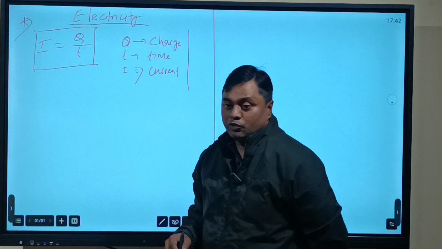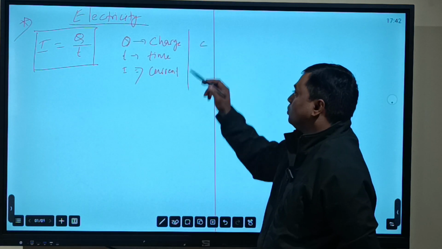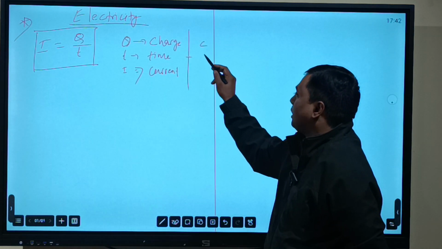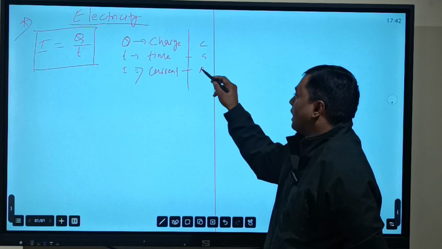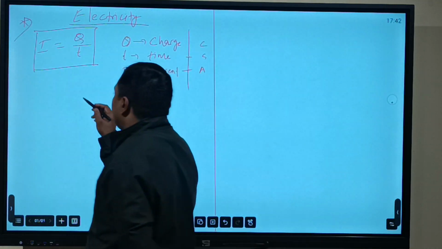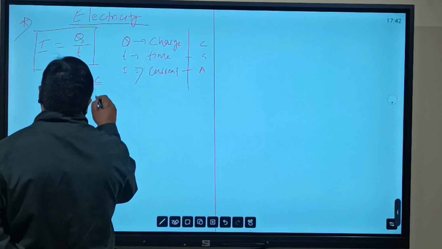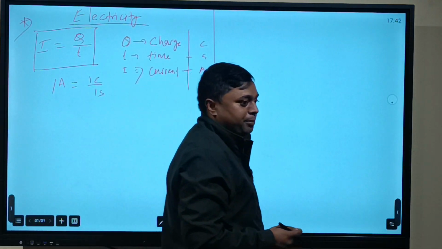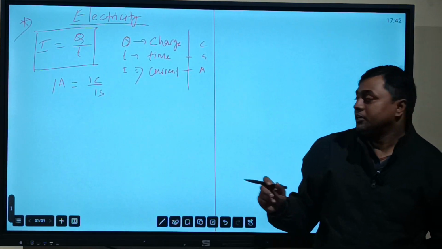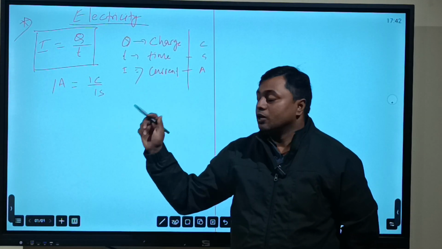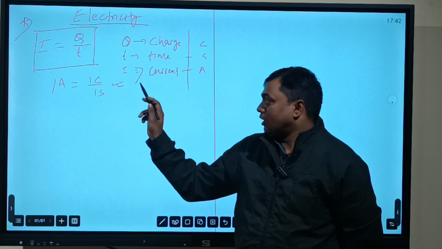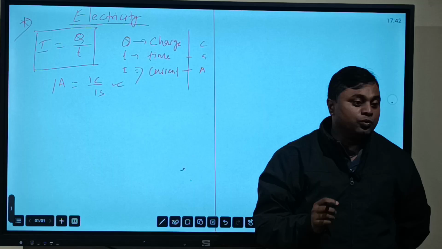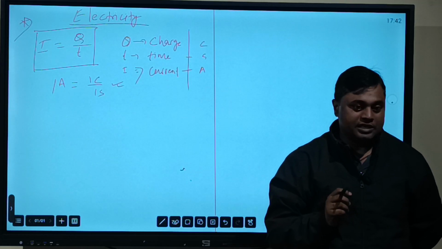When we talk about the SI unit of charge, it is what? Coulomb, time in second, current ampere. So if 1 coulomb of charge flows for 1 second, then current is said to be 1 ampere. They may ask you to define 1 ampere. So we can say that current is said to be 1 ampere if 1 coulomb of charge flows through the conductor for 1 second. Is it clear?